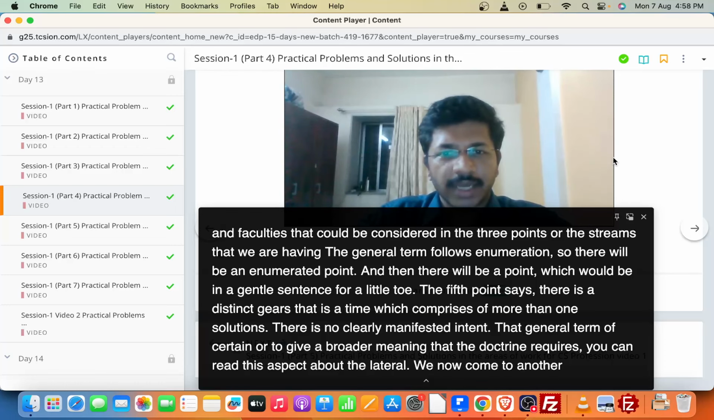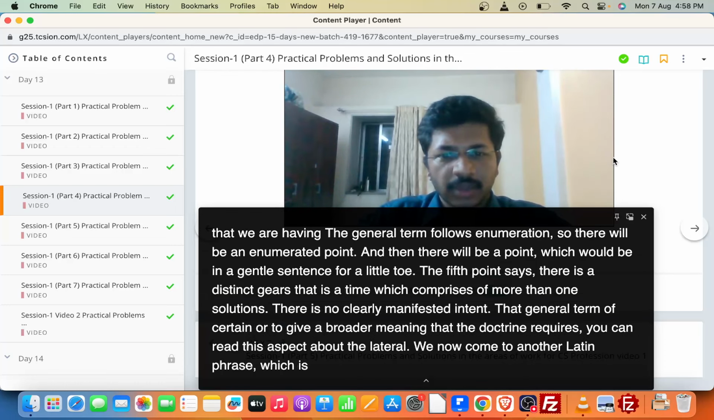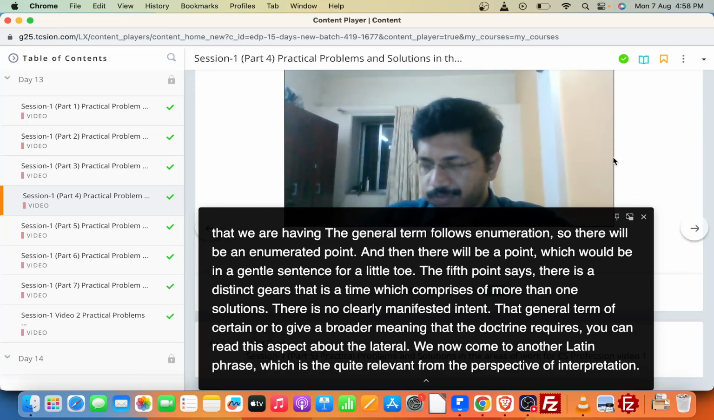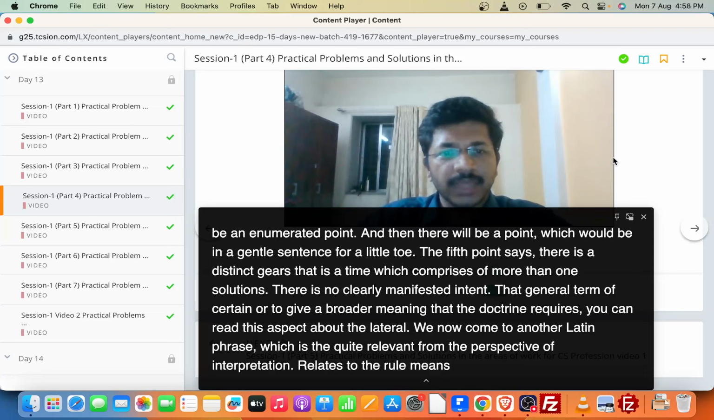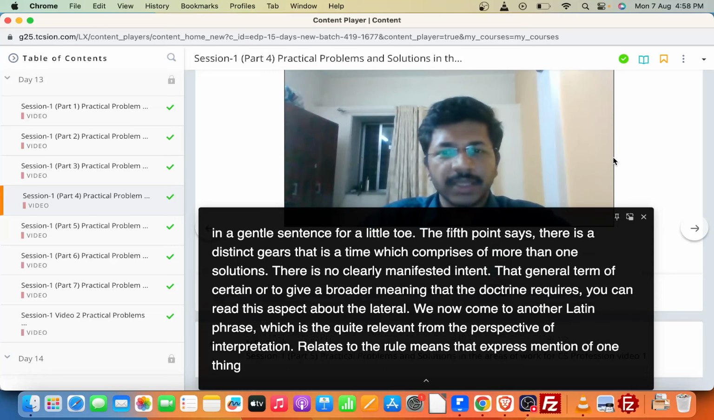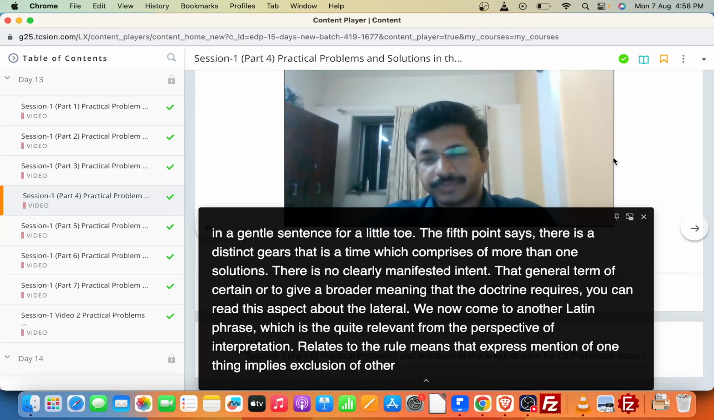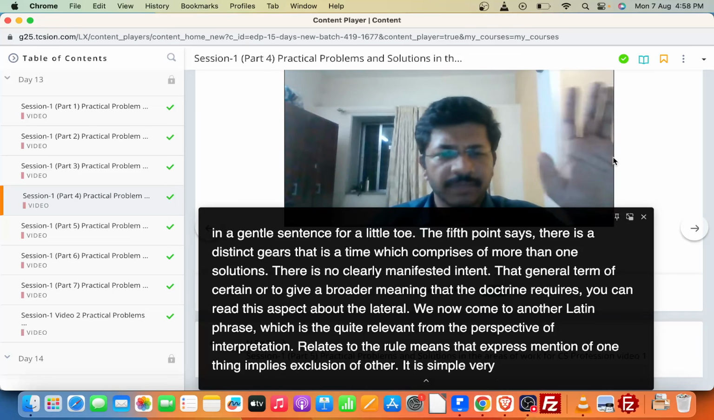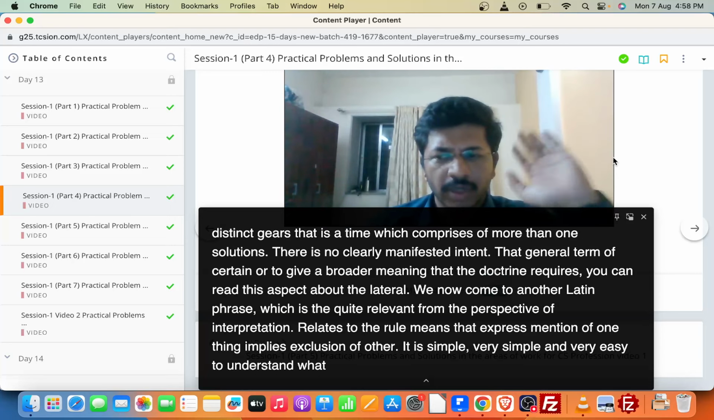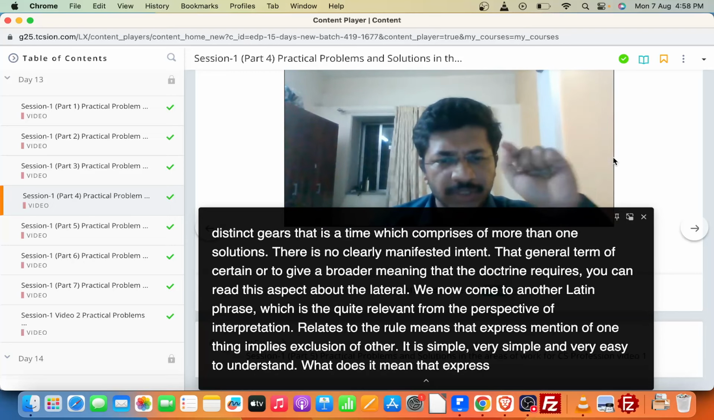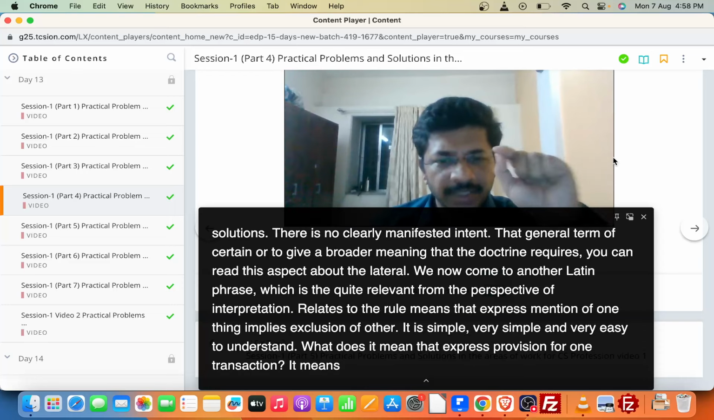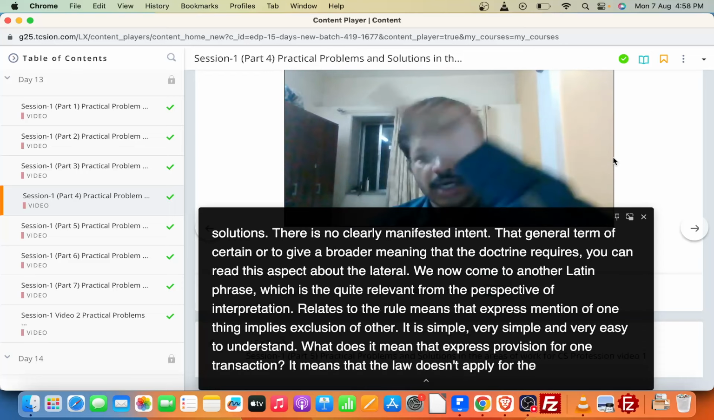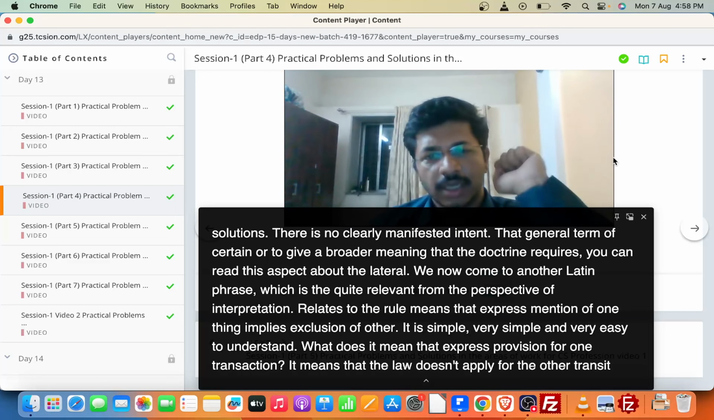We now come to another Latin phrase which is quite relevant from the perspective of interpretation. It relates to the rule that express mention of one thing implies exclusion of the other. Very simple and very easy to understand. What does it mean? That express provision for one transaction means that the law doesn't apply to the other transactions. I hope you are able to understand.